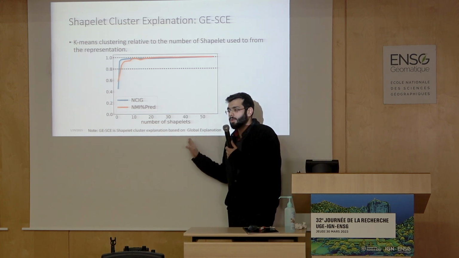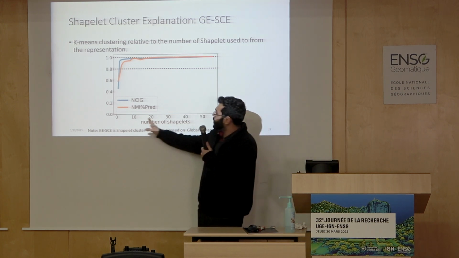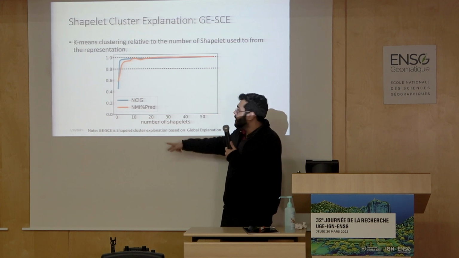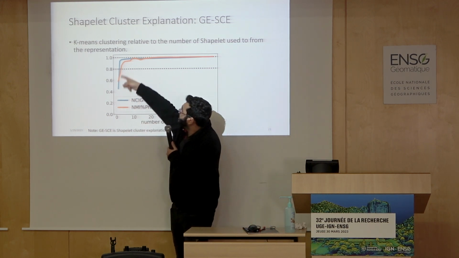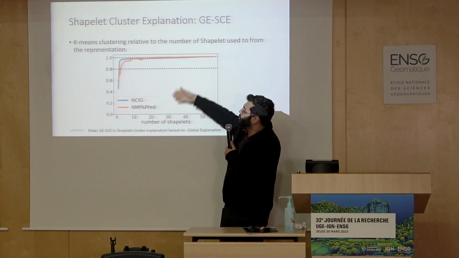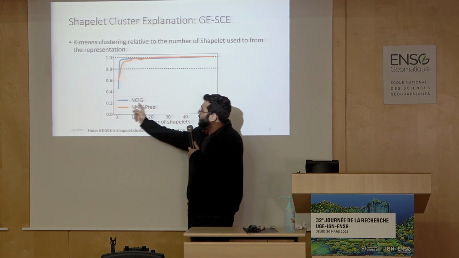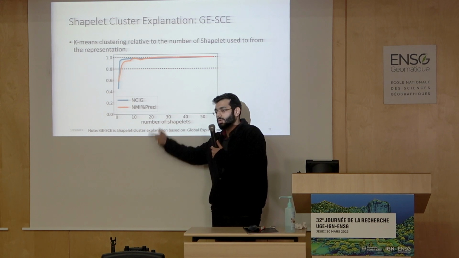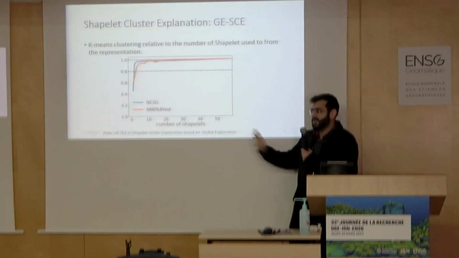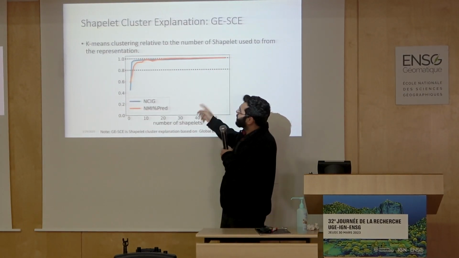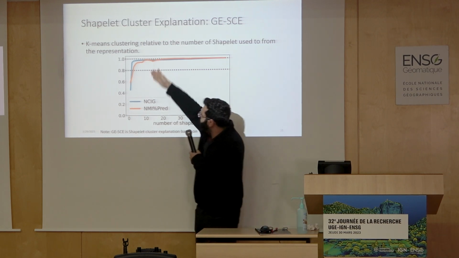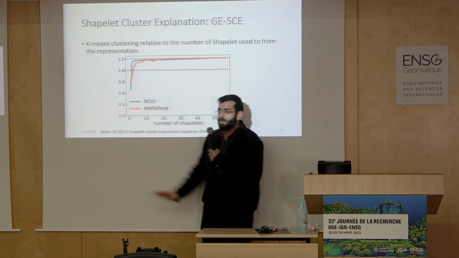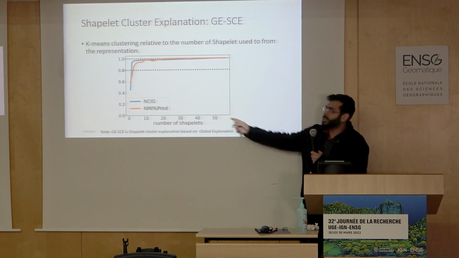Following this approach, you can also choose the number of shapelets to stop at. For example, the blue line is the normalized information gain, while the orange is the NMI with respect to the clustering you want to explain. Here you can see that if we stop at around 10 shapelets, we can attain the same clustering result as when using all of the shapelets.